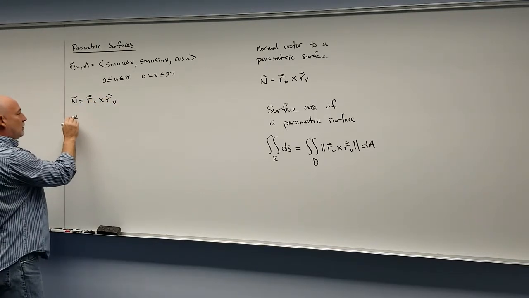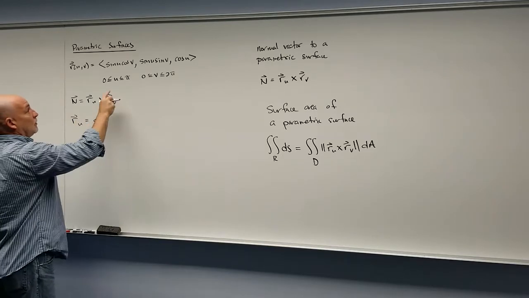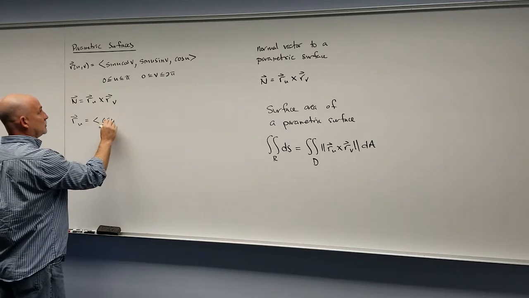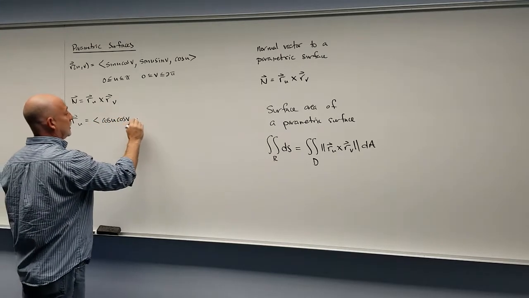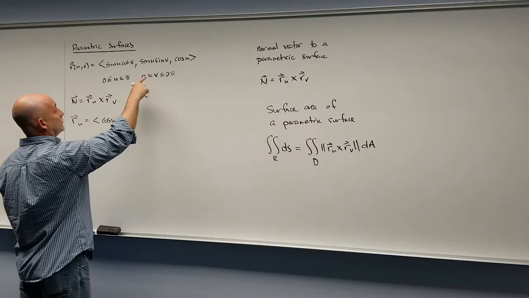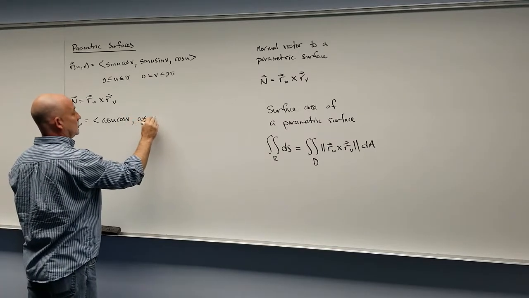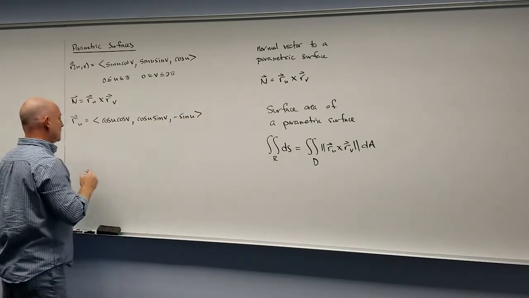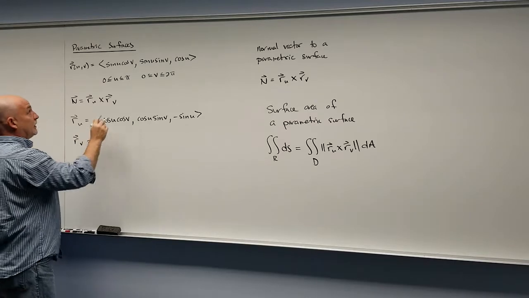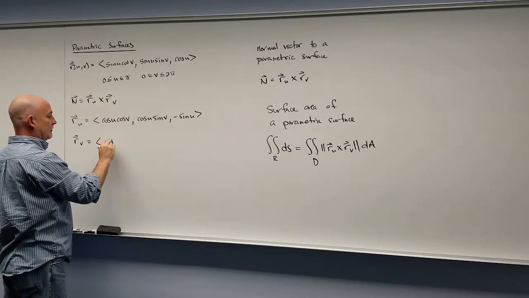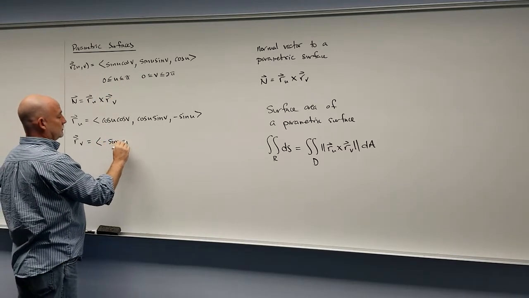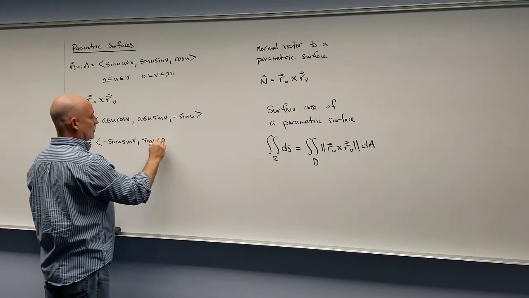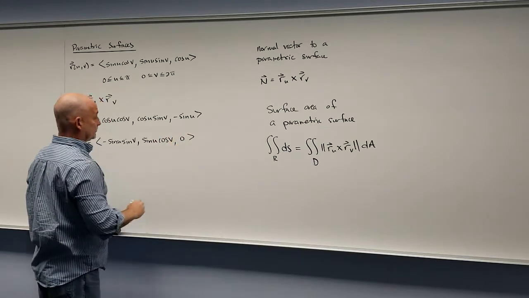Well, the normal vector we know is r sub u cross r sub v. So what is r sub u? Well, we're going to take the derivative of each component with respect to u. So this will be cosine u cosine v. We're taking respect to u. So this is going to be cosine u sine v and negative sine of u. R sub v will be, now take the derivative with respect to v, negative sine u sine v. This is sine u cosine v and 0. That doesn't have any v's.